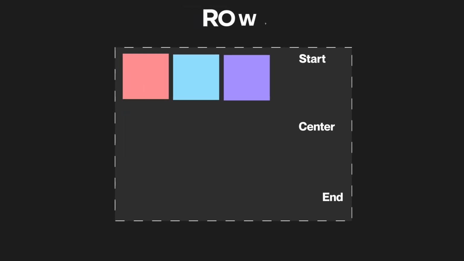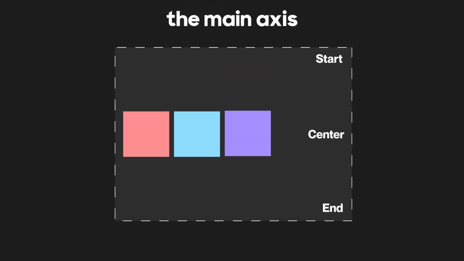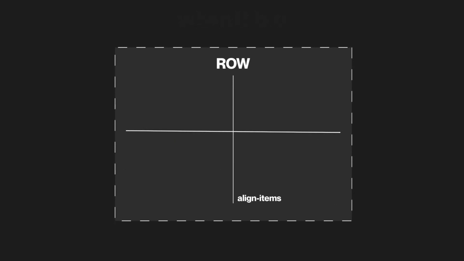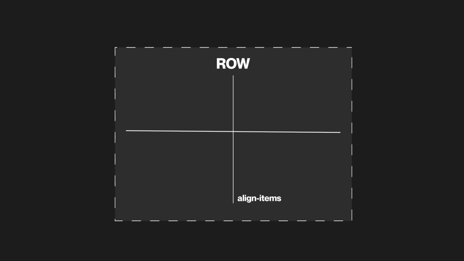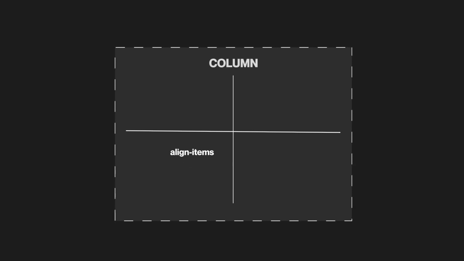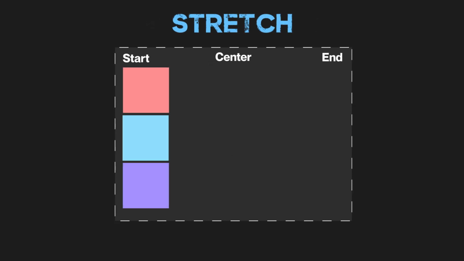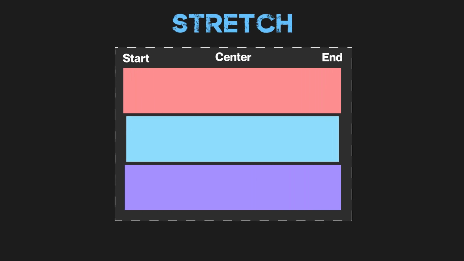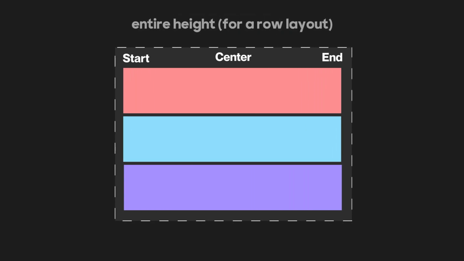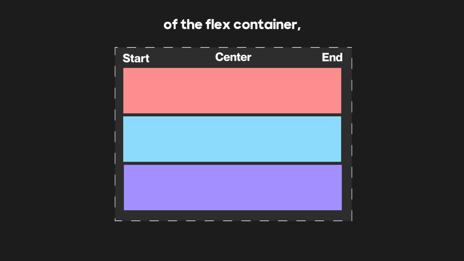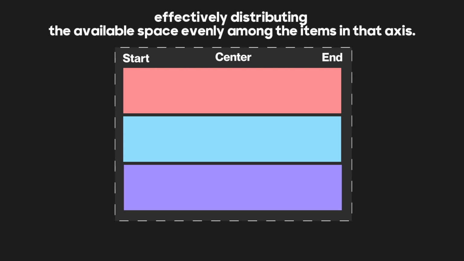But what if it is a row? Well, we just vice versa the main axis. Just remember that when it is a row, align items takes control of vertical positioning. And if it's a column, it takes control of horizontal positioning. Flexbox align items also has a property called stretch, where it will cause the flex items to stretch along the cross-axis, filling the entire height or width of the flex container, effectively distributing the available space evenly among the items in that axis.